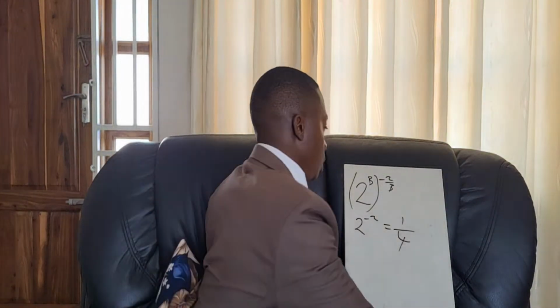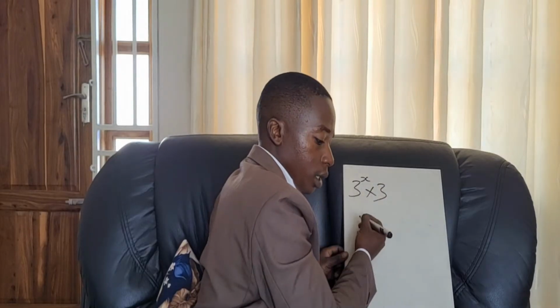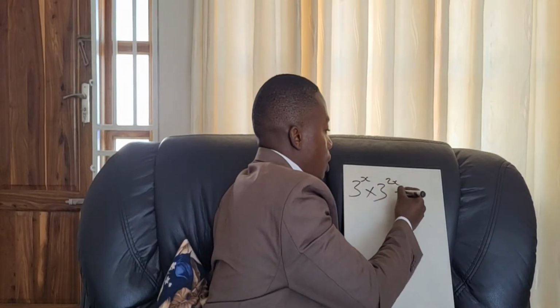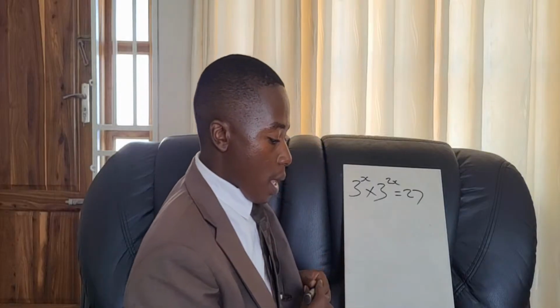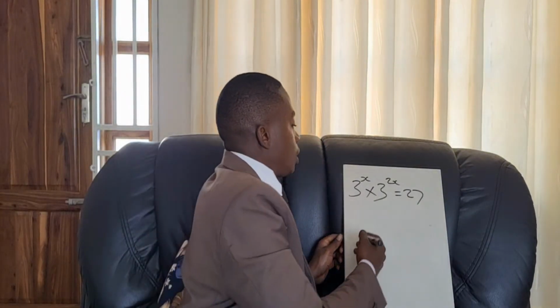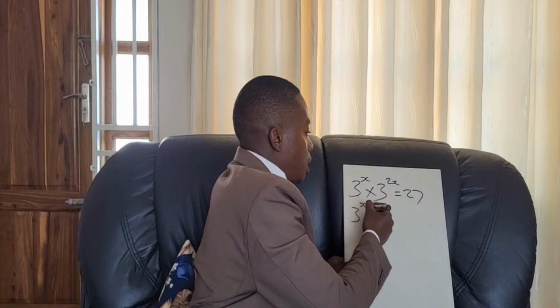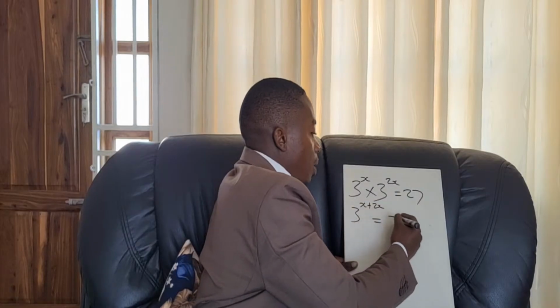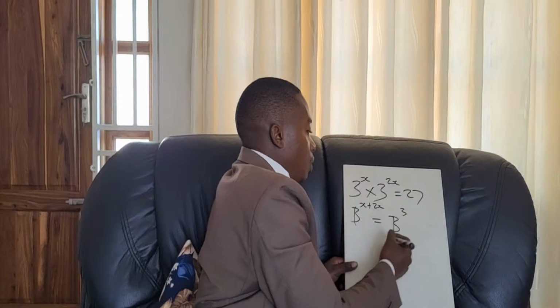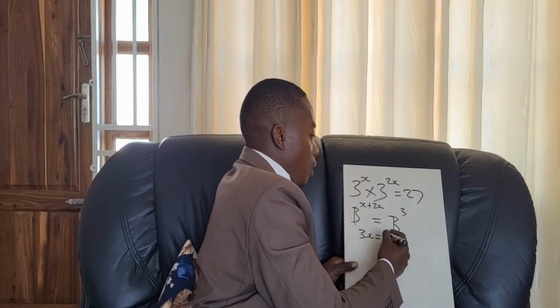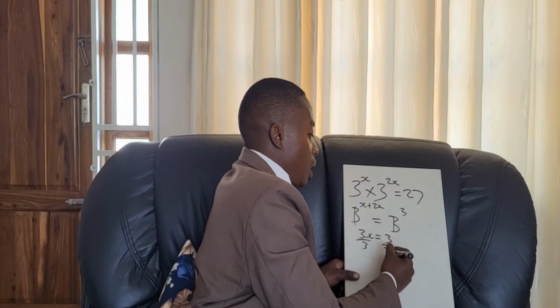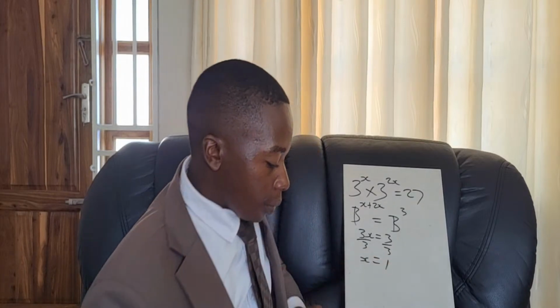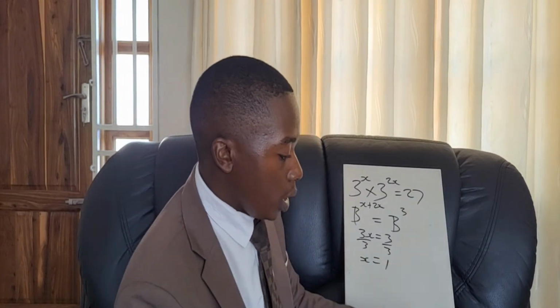Then the last equation: 3 to the power x times 3 to the power 2x is equivalent to 27. Solve the equation. So 3 to the power x plus 2x is the same as 3 to the power 3. So 3x is equivalent to 3. We have both sides now 3, therefore x is equal to 1. Number 22 is the last one.